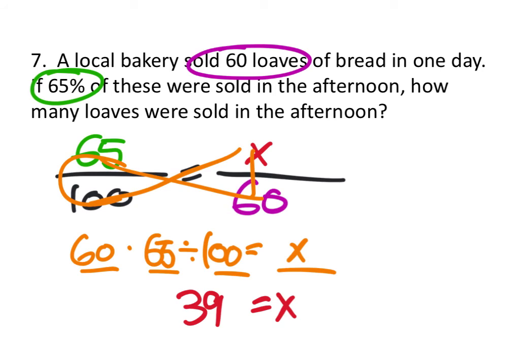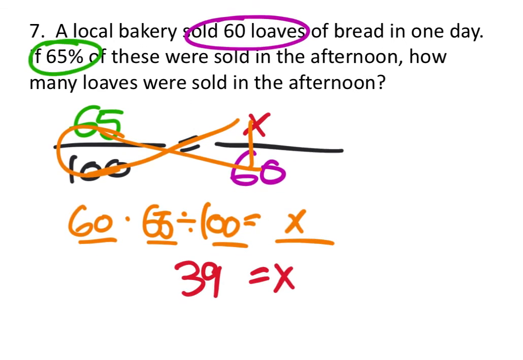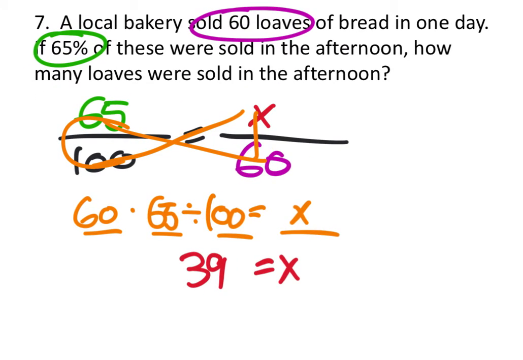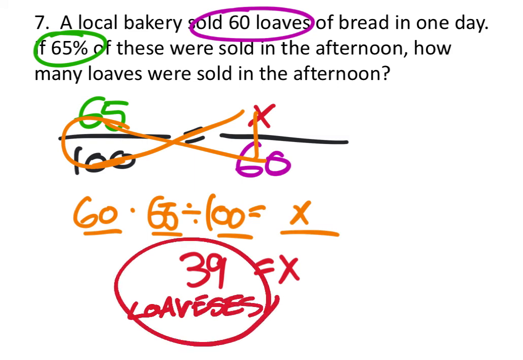Now just keep in mind though, the answer is not actually 39. Okay, and you may wonder, well, why is it not 39? Because it's a word problem. It's 39 loaves. Yeah, we need to label it in loaves. They sold 39 loaves in the afternoon.